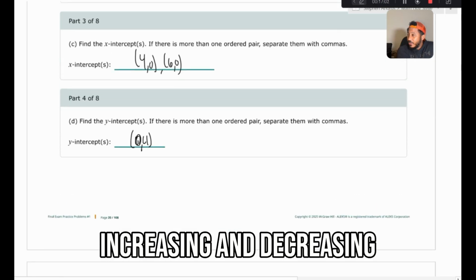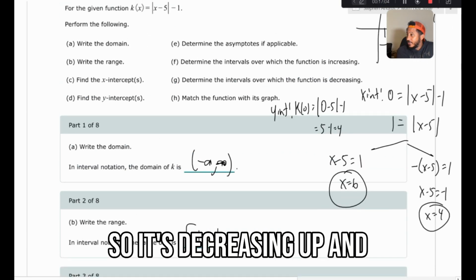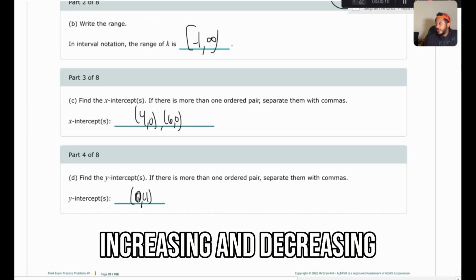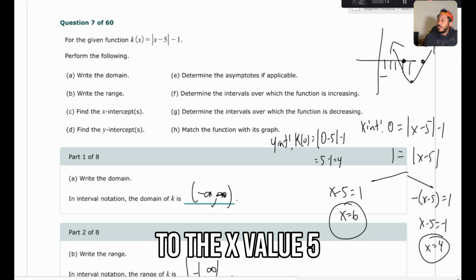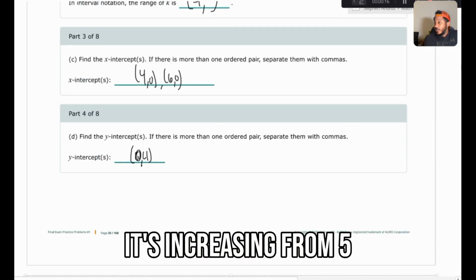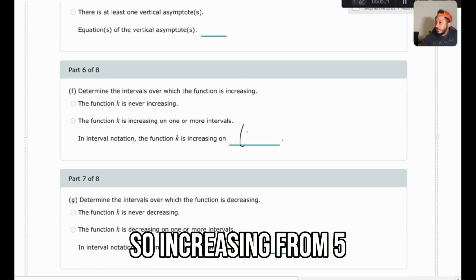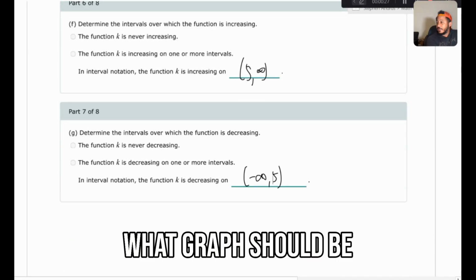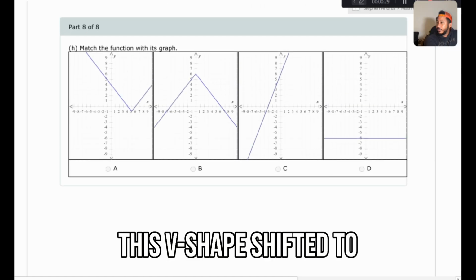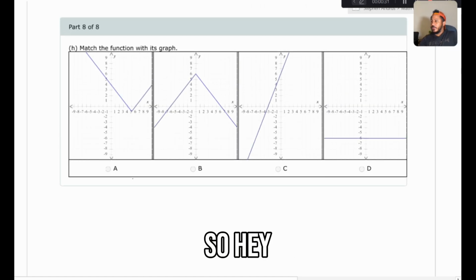Where's the function increasing and decreasing, right? We see first the function's decreasing and then starts to increase when it gets to the x value 5, right? And so it's increasing from 5 to infinity. It's decreasing from negative infinity to 5. And lastly, what graph? Should be this V shape shifted to the right 5 down 1, right? So A. And let's see what else.